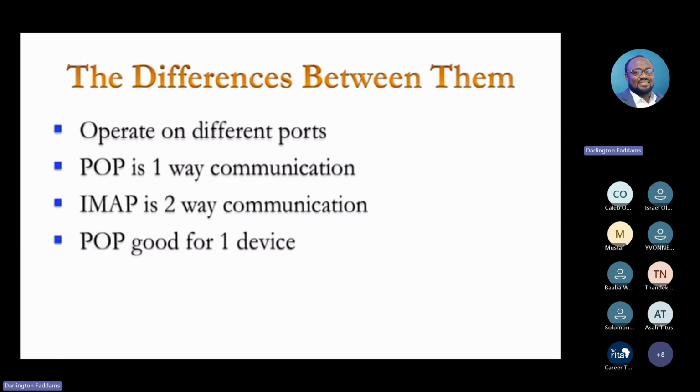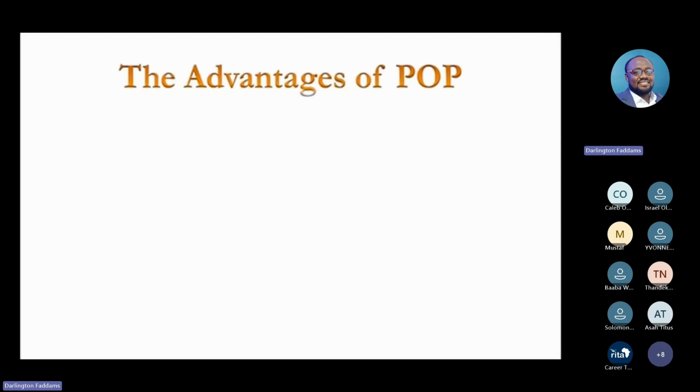POP is sufficient if you're accessing your mail using only one device, such as your PC. IMAP is a protocol of choice if you need to access your email from multiple locations, for example, both from your office workstation and your notebook or tablet. So, what are the pros and cons?